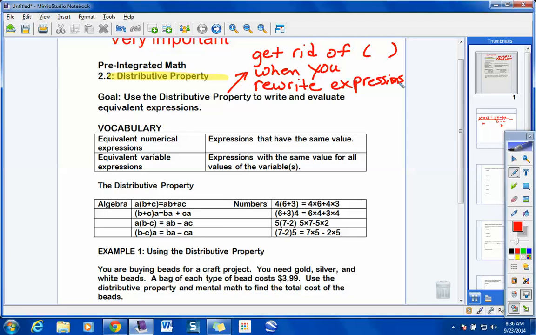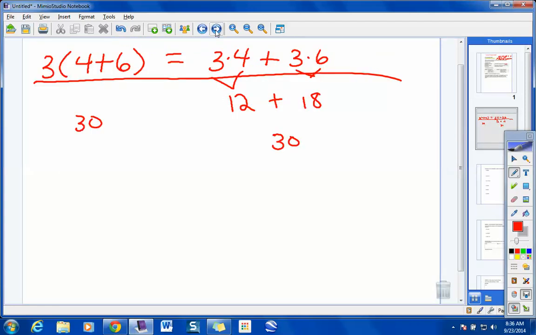All right, so that being said, gang, the following is in the vocabulary. First of all, it says equivalent numerical expressions. Basically, these are going to be expressions that have the same what? Value. If I look back at this, weren't these equivalent numerical expressions because both of them became what value? 30. Okay, so these are equivalent numerical expressions. They equal the same value.